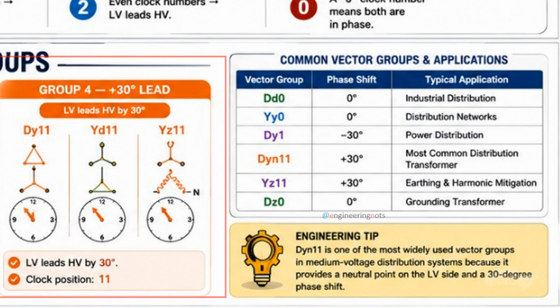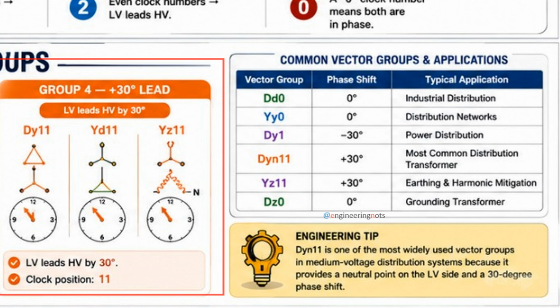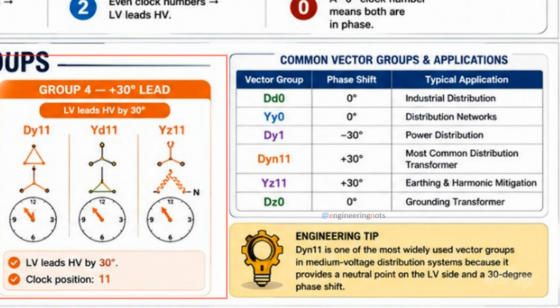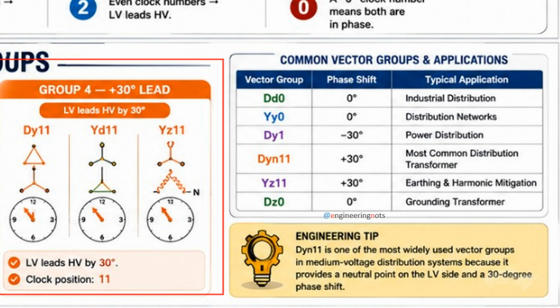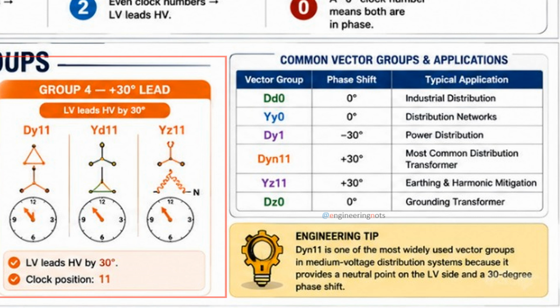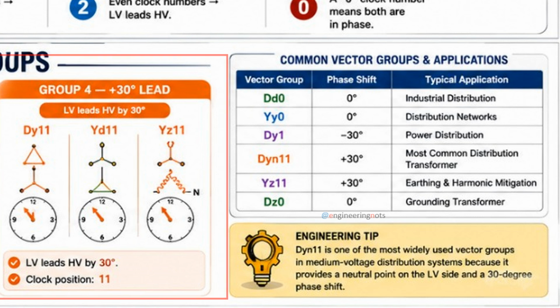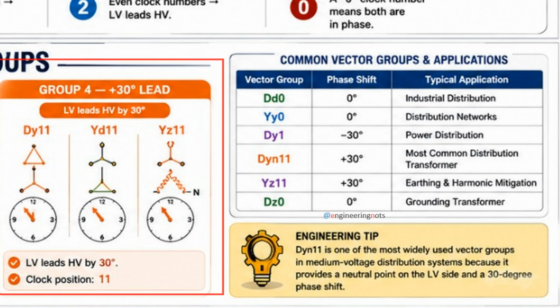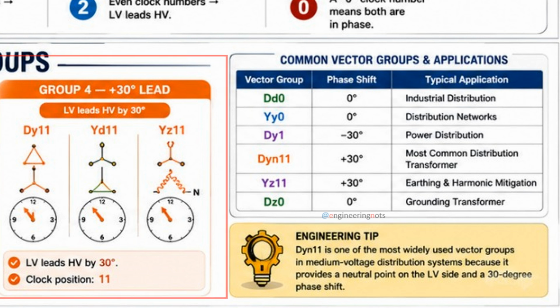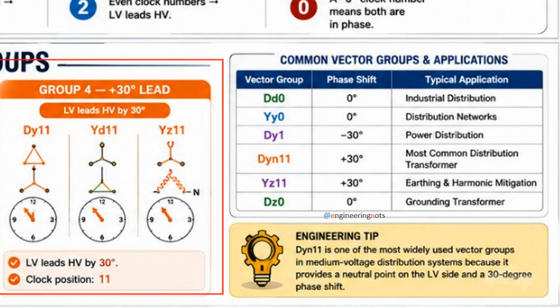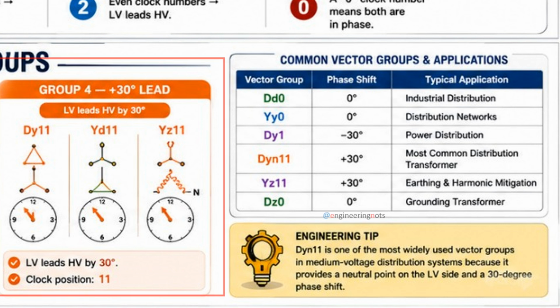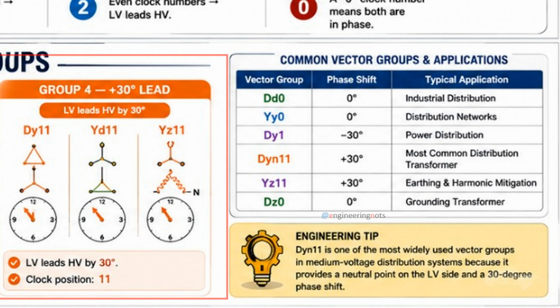Now let's look at the fourth vector group. In this group, the low voltage side leads the high voltage side by 30 degrees. The word leads means the LV voltage reaches the same point before the HV voltage. Examples include Dy11, Yd11, and Yz11. On the clock diagram, the LV side points to 11 o'clock.